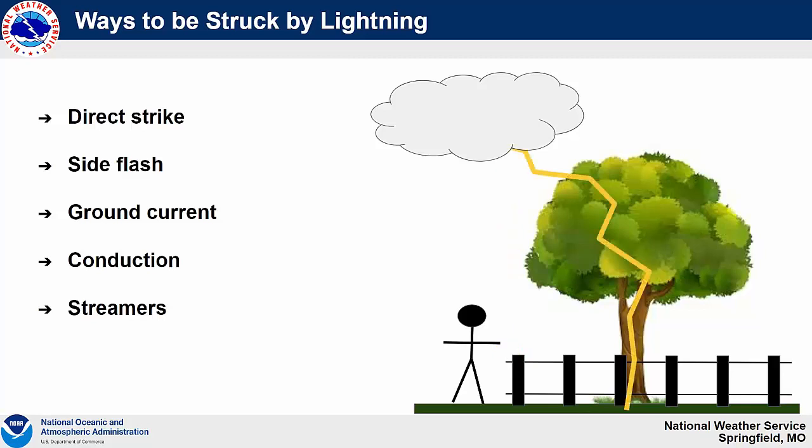And lastly, you can be struck by streamers. Streamers develop as the downward moving leader approaches the ground. Typically, only one of the streamers makes contact with the leader as it approaches the ground and provides the path for the brighter return stroke. However, when the main channel discharges, so do all the other streamers in the area.